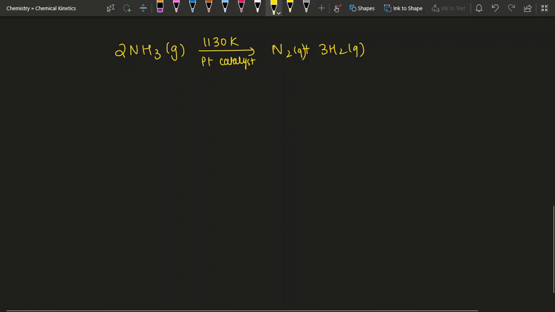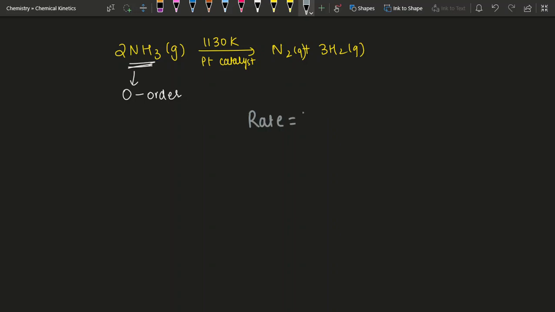Now, in this reaction, increasing the concentration of ammonia, the reactant, does not increase the rate. So that means that this reaction is actually zero order. That means you can write rate equal to k times the concentration of NH3 to the power 0. Given this fact, you can cancel everything out since it's just one, and write the rate equal to k.